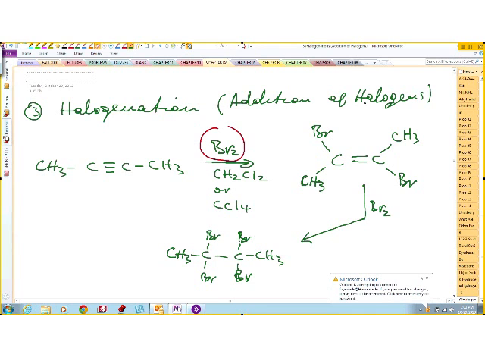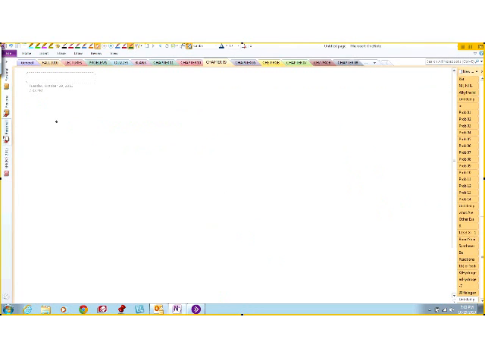Okay, so that's our reaction number 3, halogenation. Now let us begin to take a look at hydration. What is hydration? Adding water, exactly. Adding water. That would be 4. This addition of water.